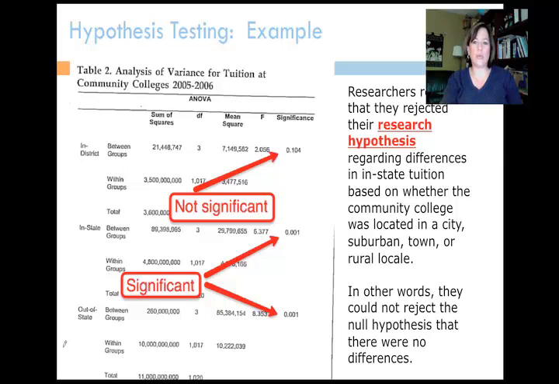Researchers reported that they rejected their research hypothesis, meaning they expected to find a relationship between tuition and community college locale, regarding differences in in-state tuition based on whether the community college was located in a city, suburban, town, or rural. They rejected their research hypothesis because they thought that there would be a difference. The reason they rejected the research hypothesis is because they found no significant differences statistically. So in other words, they could not reject the null hypothesis that there were no differences.